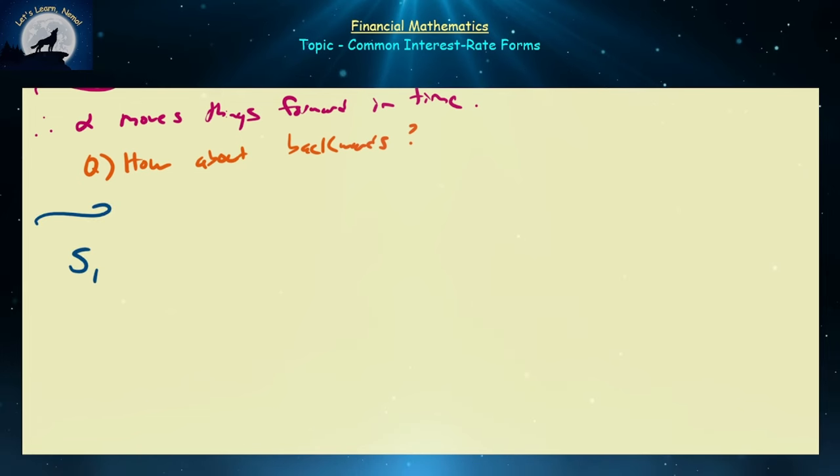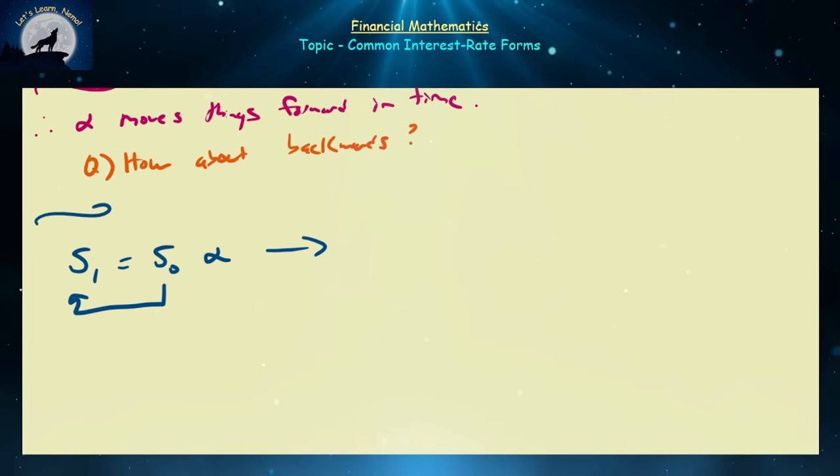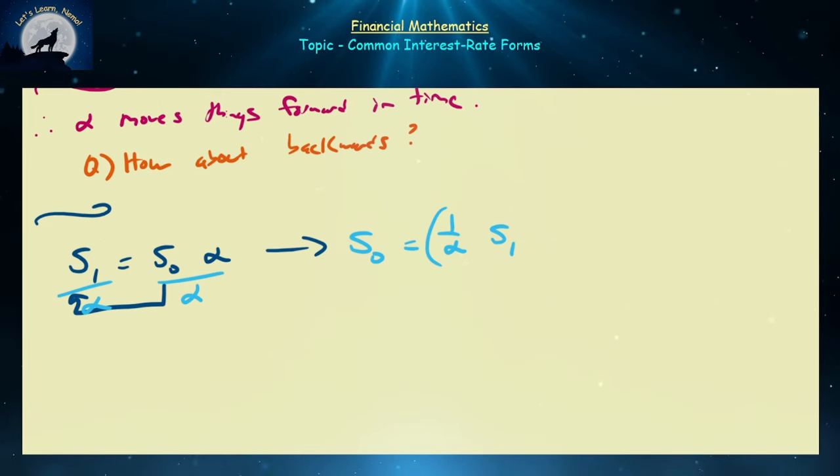So if S1 is equal to S0 times alpha, so this is going to move S0 one time step into the future to S1, how can we go from S1 to S0? So we can just divide both sides of this equation by alpha to get S0 by itself. So S0 will be equal to 1 over alpha times S1.